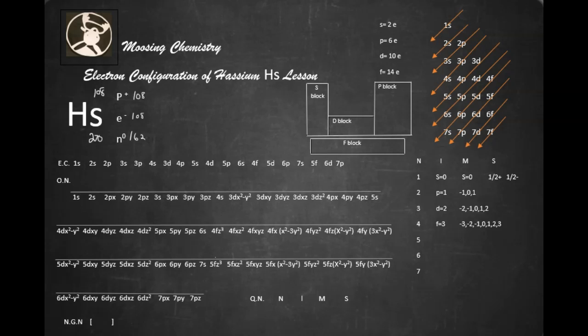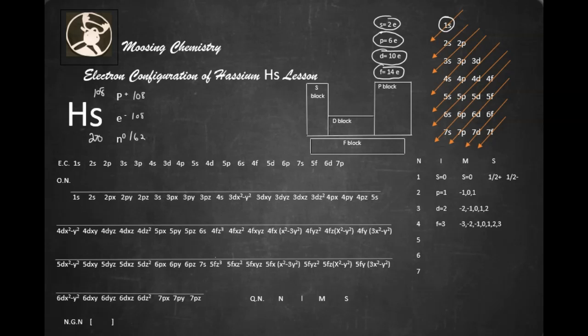Okay, so the s subshell can hold 2 electrons. The p subshell can hold 6 electrons. The d subshell can hold 10 electrons. And the f subshell can hold 14 electrons. We start by using the Aufbau principle, which states that the lower shells are filled first before the upper shells, and we use the diagonal rule. We're going to go down these orange arrows until we run out of electrons.